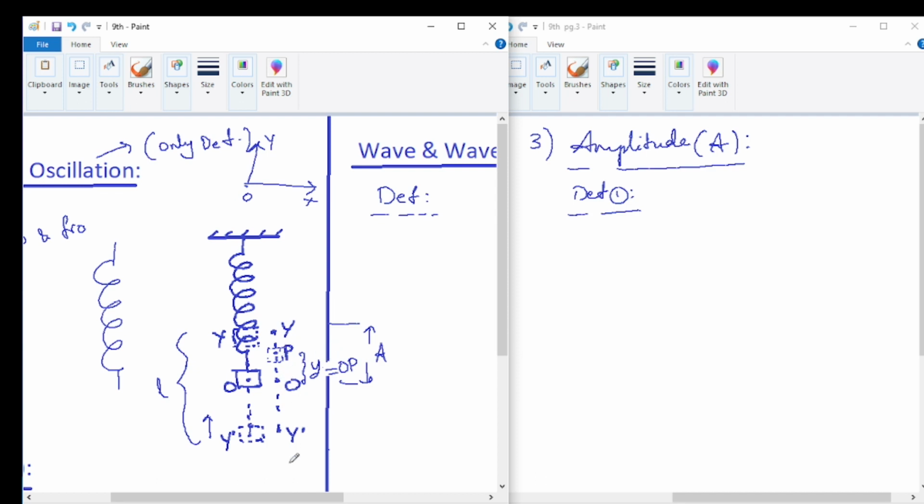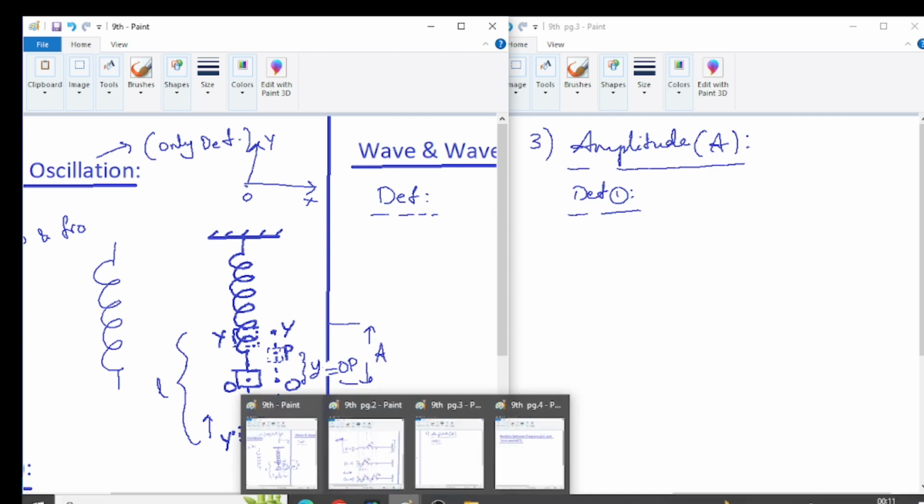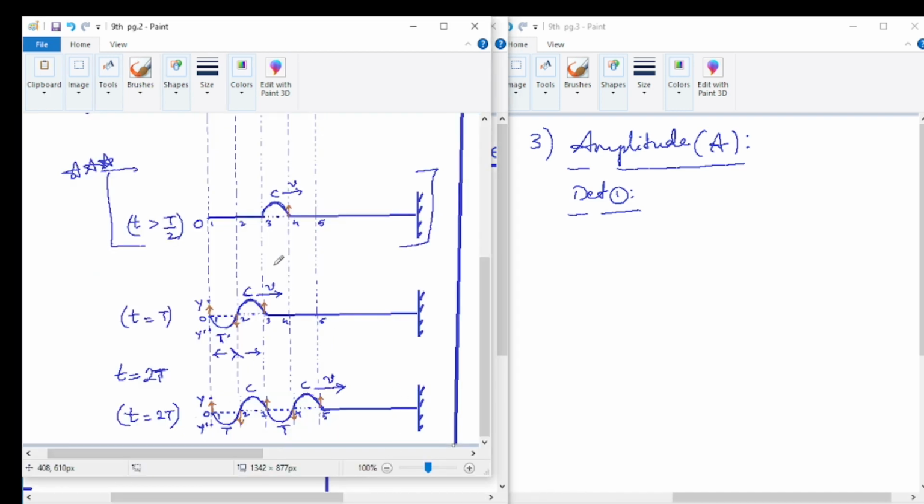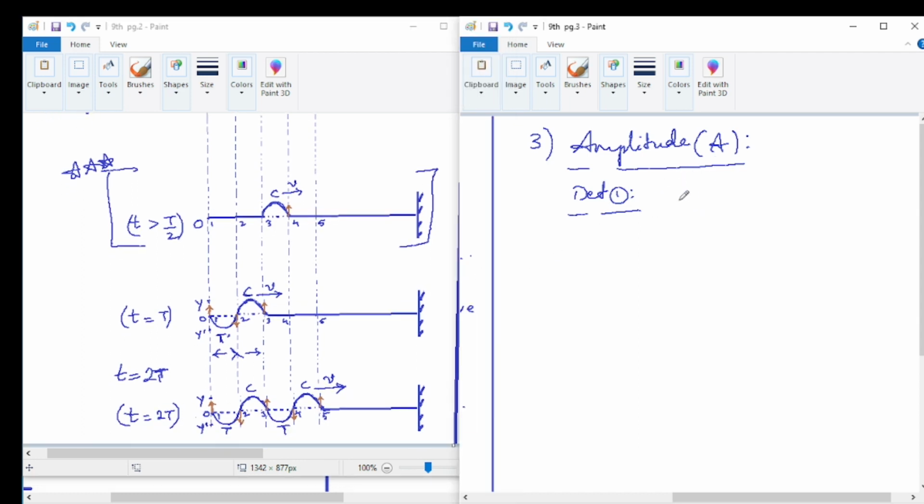So then what about wave motion? In wave motion also, see here once again, the same definition can be applied. So what is the amplitude now? Maximum displacement from the mean position. Mean position means what? O.